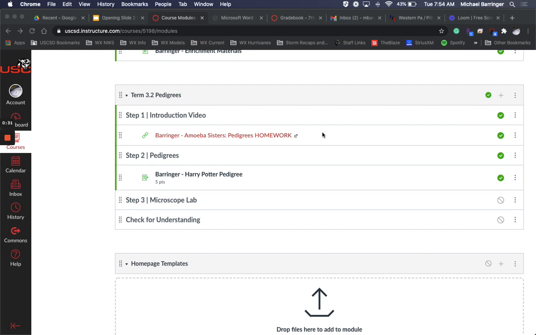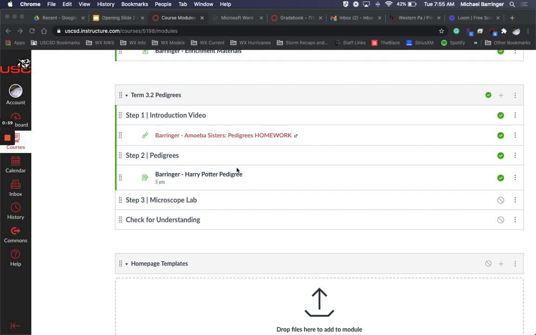The plan today was for me to go through the pedigrees with you, to go through the Harry Potter pedigree, but because that's not going to happen now, you need to make sure that you watch this video. It is extremely, extremely important in terms of helping you understand what's going on. Now, after you've watched that, you can shift down to the Harry Potter pedigree. That is what we are going to be working on for today.